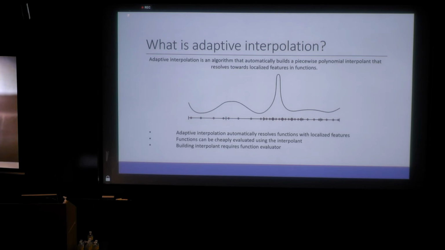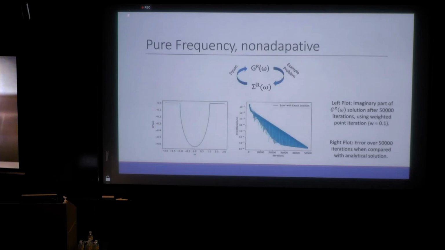Adaptive interpolation is an algorithm that automatically builds a piecewise polynomial interpolant that resolves localized features and functions. So our algorithm would put panels on our function of interest, and whatever localized features the function has, our algorithm puts more panels of smaller width, as well as more points where the function is being solved. In particular, if we were to look at our test problem, our adaptive scheme would apply more panels around these cusps as their localized unique features in our test problem.